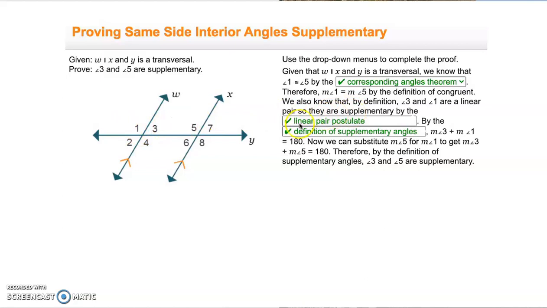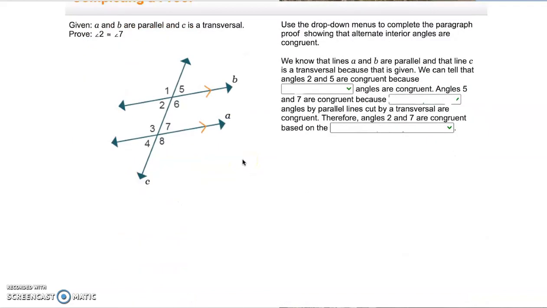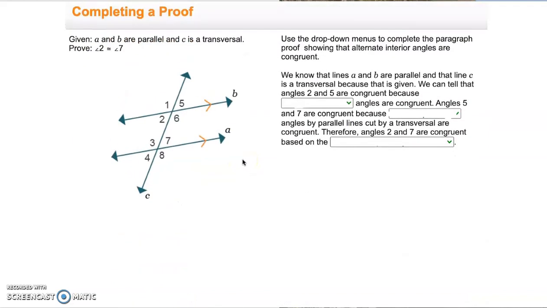And then by the definition of supplementary angles, the measure of angle 3 plus the measure of angle 1 equals 180. And then we can substitute in the measure of angle 1 for 3. So instead of the measure of angle 1 plus the measure of angle 5 equals 180, we're going to say the measure of angle 3 plus the measure of angle 5 equals 180. And there we can say we prove that those are supplementary. Try this one on your own and then come back and check and see how you did.